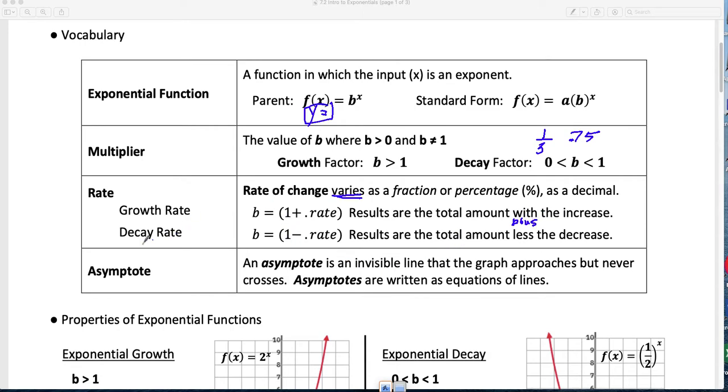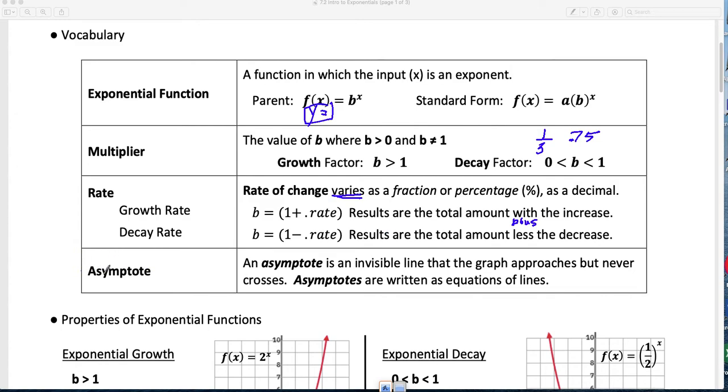Okay? And then I have a decay rate. Again, this is going to be a decimal that is going to be, because it's decay, between 0 and 1. And the way I convert that into a multiplier is it's 1 minus that decimal. And that's going to result in the total amount less the decrease. Don't get weirded out. We're going to get this later on when we get to the word problems. I'm going to repeat all of this and it will all make sense.